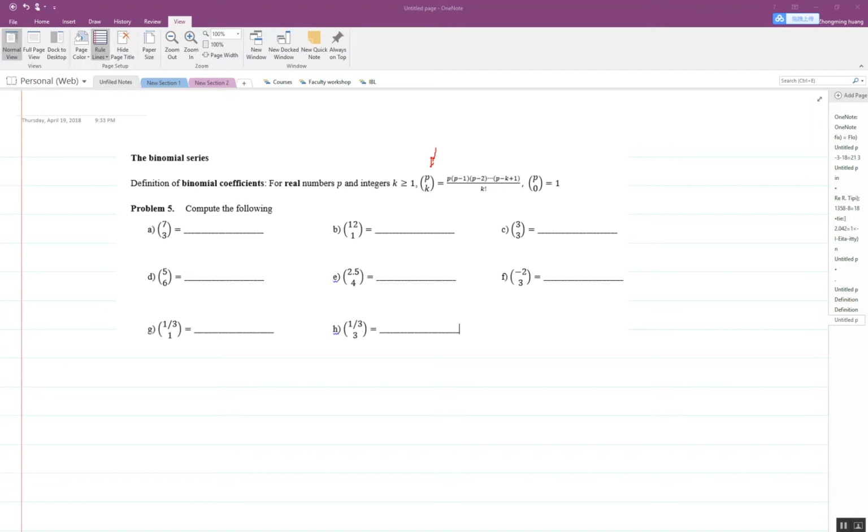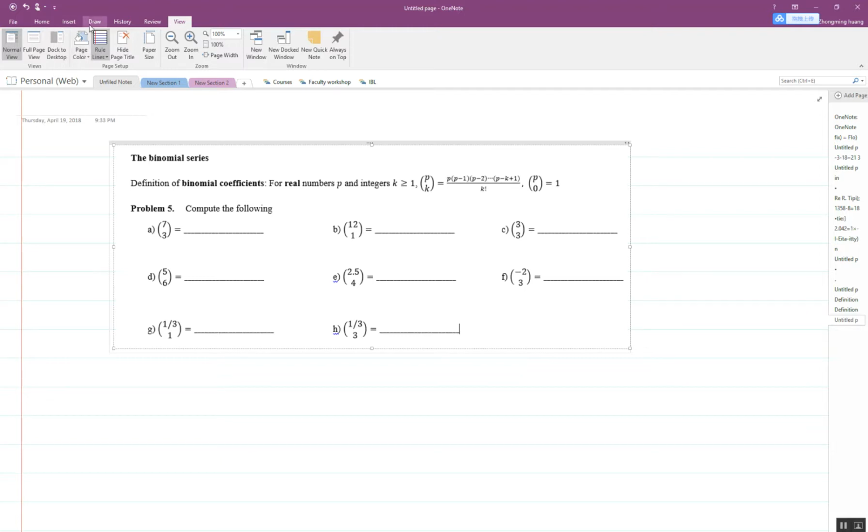This binomial coefficient actually has some meaning. When p and k are integers, if p is greater than k, like for instance this example, 7 choose 3, that means how many ways to choose 3 subjects from 7 subjects. For instance, suppose we have 7 students, how many ways to choose 3 students to form a committee, then that's 7 choose 3 number of ways. Alright, so now let's follow the formula, do some algebra. So that's the first objective, know how to do this algebra.